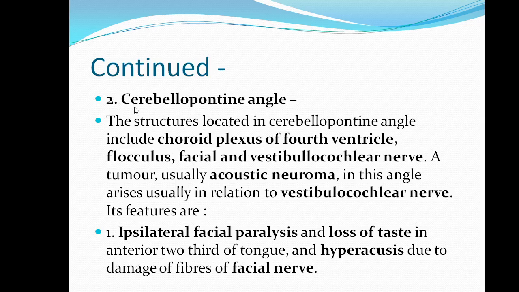The second area of interest is the cerebellopontine angle. The structures present in the cerebellopontine angle include the choroid plexus of fourth ventricle, the flocculus, facial and vestibulocochlear nerves. A tumor, usually the acoustic neuroma, in this angle usually arises in relation to the vestibulocochlear nerve. It presents with ipsilateral facial paralysis and loss of taste in the anterior two-thirds of the tongue and hyperacusis due to the damage of the fibers of facial nerve.